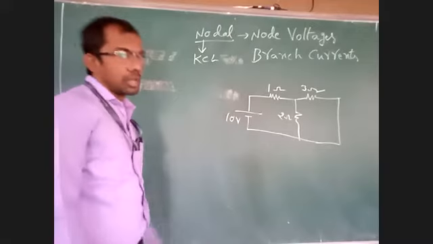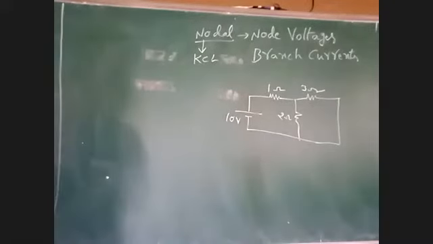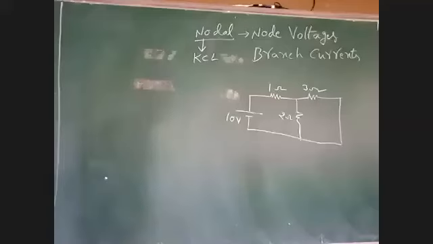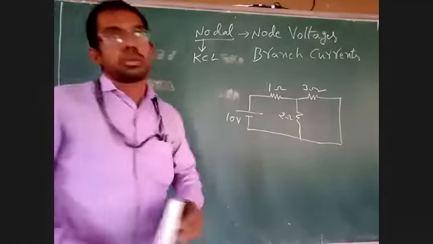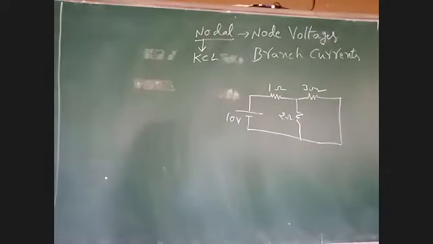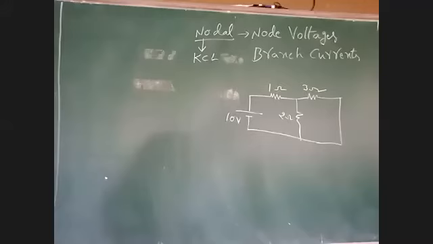See in this circuit, how many nodes are there? Only two. What do you mean by node? I have told you. A node is a point where two or more branches join at a common point.